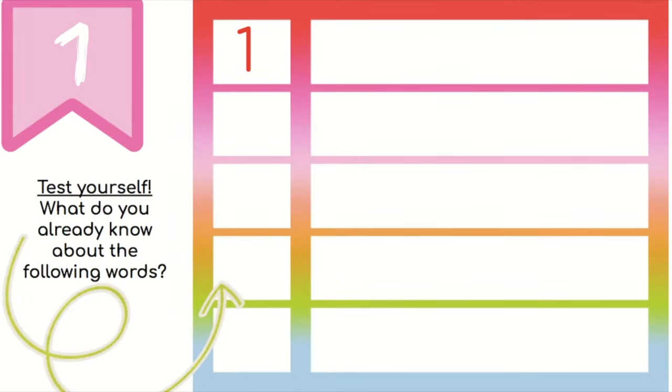So first we're going to test yourself. What do you already know about these words? So what I want you to do is I want you just to make a list 1 through 5, and then you are going to jot down what you already know about these words. Now, if you're following along with our digital foldable, you can just type in the boxes in the column of what I already know. But if you don't have that digital foldable, just write it down or jot it down somewhere.